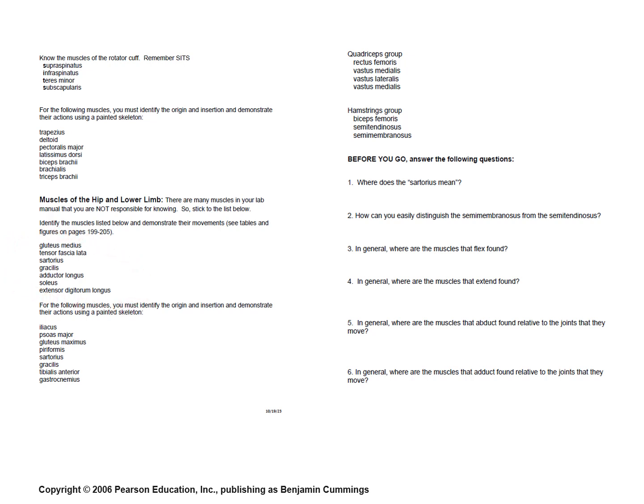For the upper appendage, it's only these muscles for which you have to know the origins and insertions. Again, for the following muscles, you must identify the origin and insertions and demonstrate their actions using the painted skeleton. There's a long list of muscles on page 1 that you only have to be able to identify on a model or an image. Don't learn the origins and insertions of those muscles.